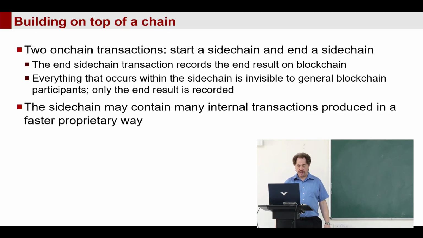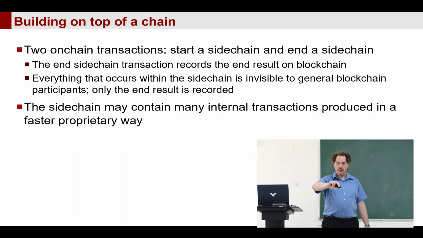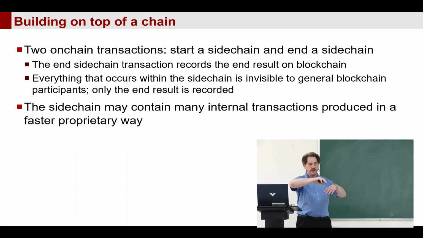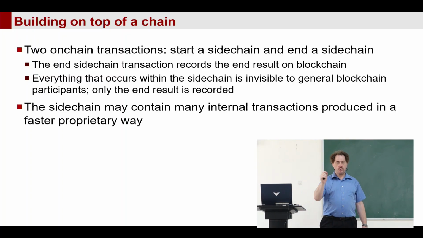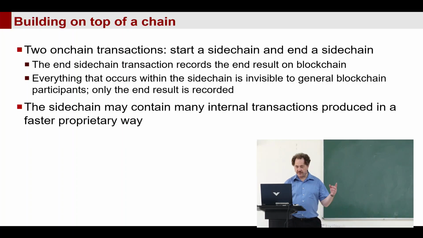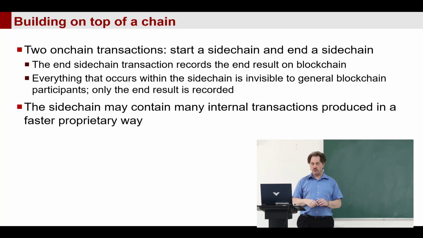Two on-chain transactions. There would be one transaction put on the chain whose purpose would be to start a separate chain, let's call it a side chain, and there is a second transaction which would end the separate chain and transfer the results back to the main chain. So everything that occurs within the side chain is invisible to the general blockchain participants. Only the end result is recorded due to the second transaction of the two.